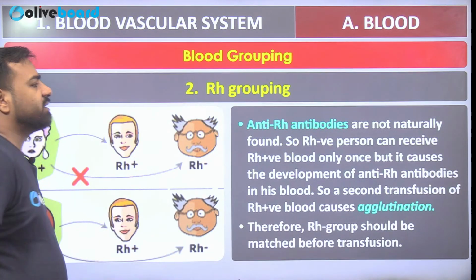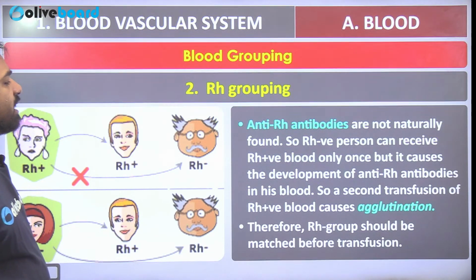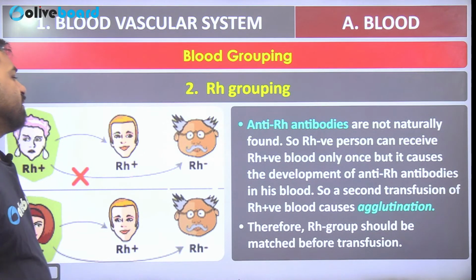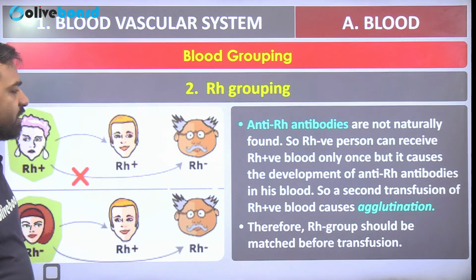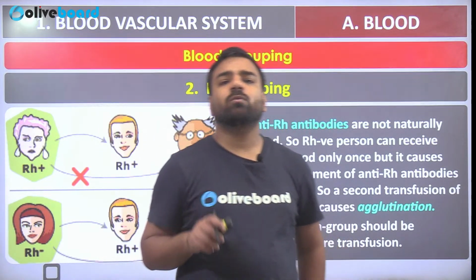So anti-Rh antibodies are not naturally found. An Rh negative person can receive Rh positive blood only once, but it causes the development of anti-Rh antibodies in his blood. So a second transfusion of Rh positive blood causes agglutination. Therefore, the Rh blood group should be matched before transfusion. And what am I talking about here? Here we are talking about erythroblastosis fetalis.